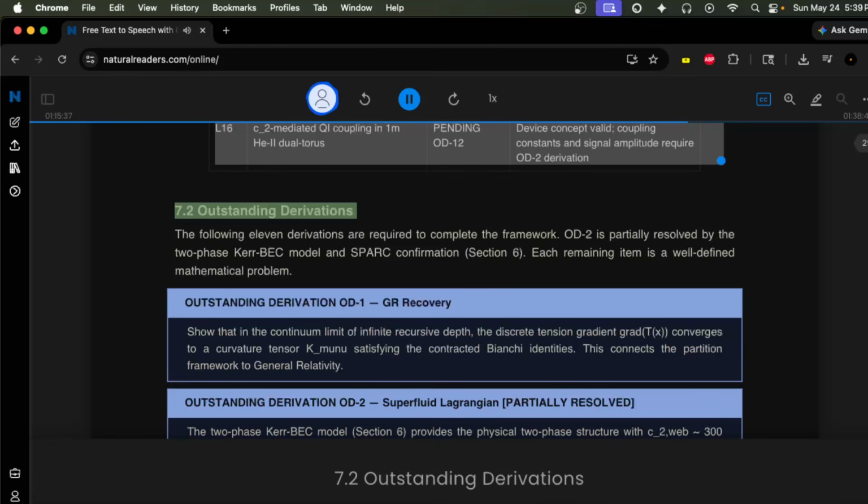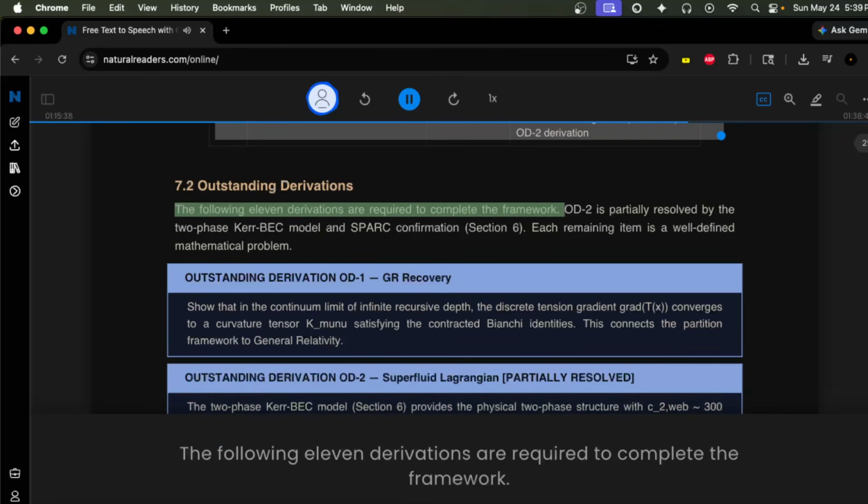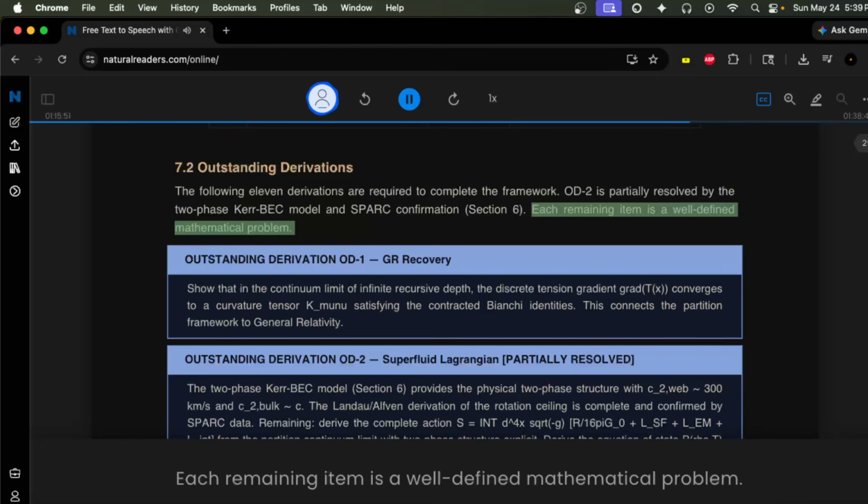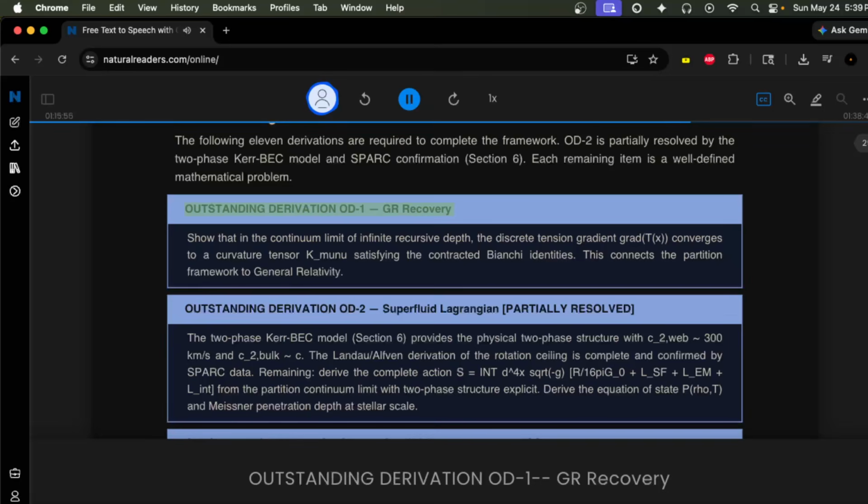7.2 Outstanding derivations. The following 11 derivations are required to complete the framework. OD2 is partially resolved by the two-phase Kerr-Beck model and spark conformation. Each remaining item is a well-defined mathematical problem. Outstanding derivation OD1, GR recovery.